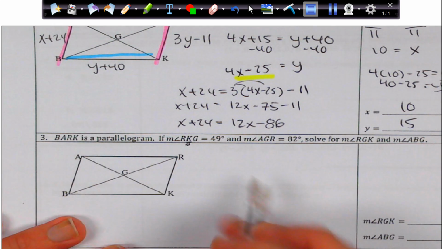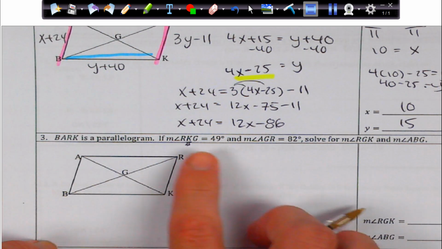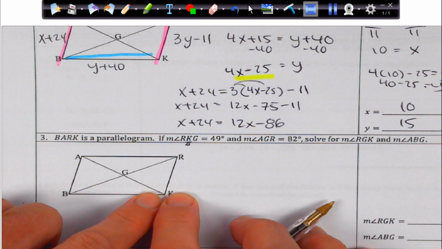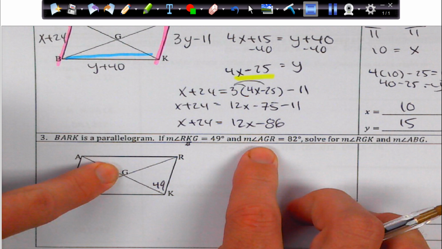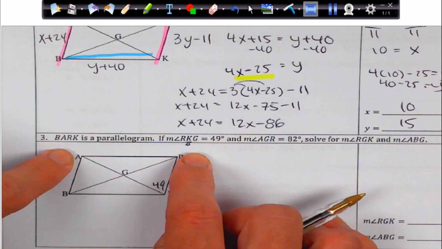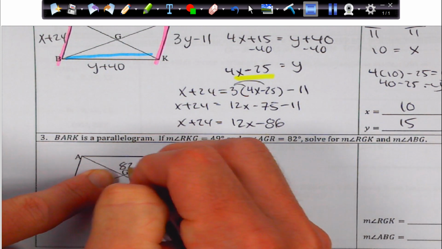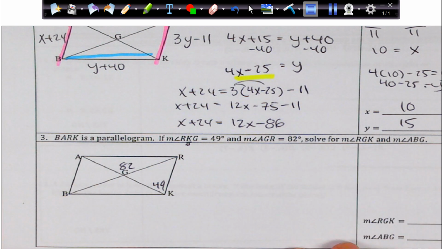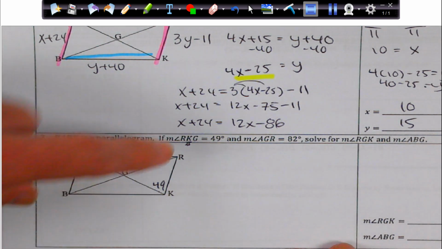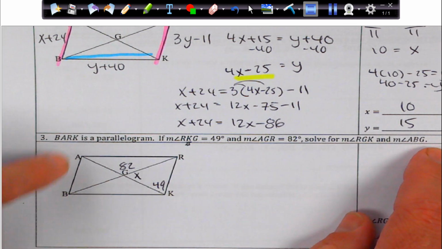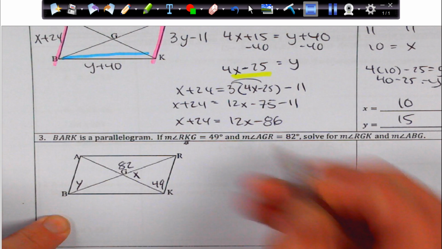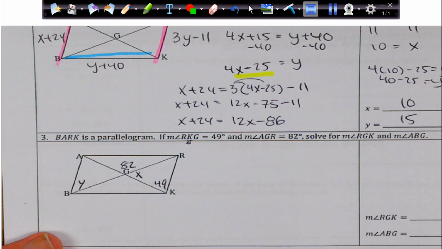All right, number 3, RKG. Remember, K is our vertex. It's right in the middle. So R and G go down to K. So 49 is this guy right in here. AGR, so I'm looking at G as the middle. A and R going to G, so 82 is right here. Solve for RGK, so I'm going to look for this guy here, X, and ABG, I'm going to solve for this piece called Y. Okay, this is just a parallelogram, so we can solve for this using our skill set here.